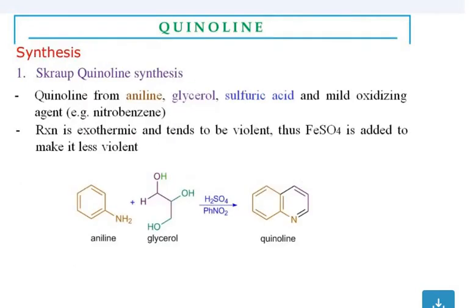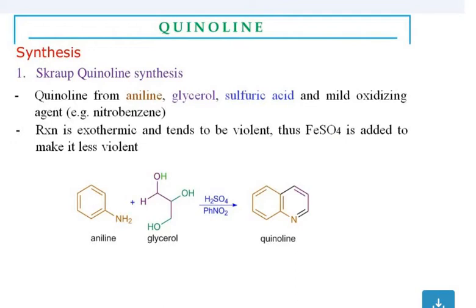Now synthesis. The first synthesis is the Skraup quinoline synthesis. You make quinoline from aniline, glycerol, sulfuric acid and a mild oxidizing agent. What is the mild oxidizing agent? Nitrobenzene. The reaction is exothermic, so what precaution will you take? Exothermic means heat is produced during the reaction, which must be removed. The reaction is exothermic and tends to be violent, thus ferrous sulfate is added to make it less violent.